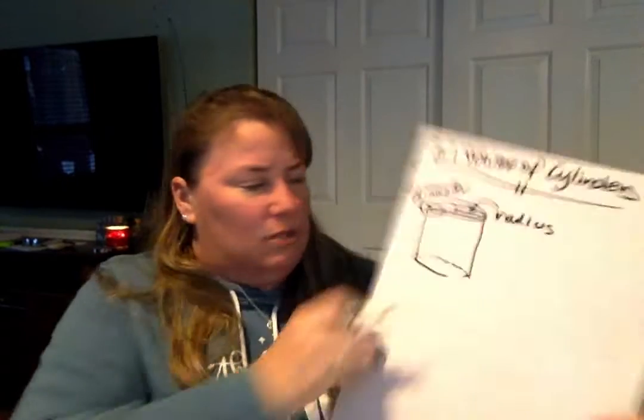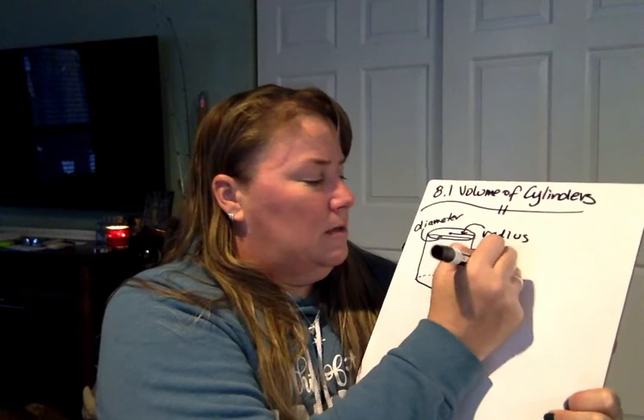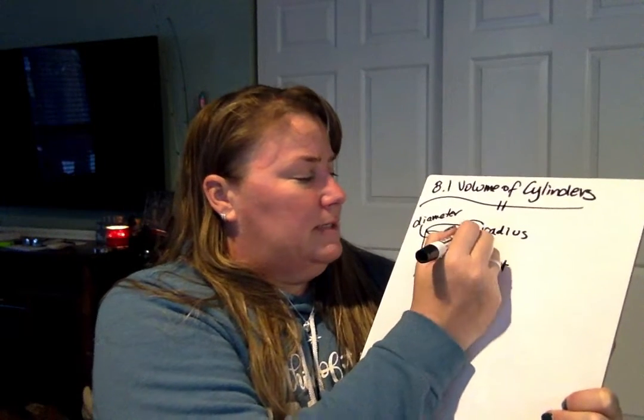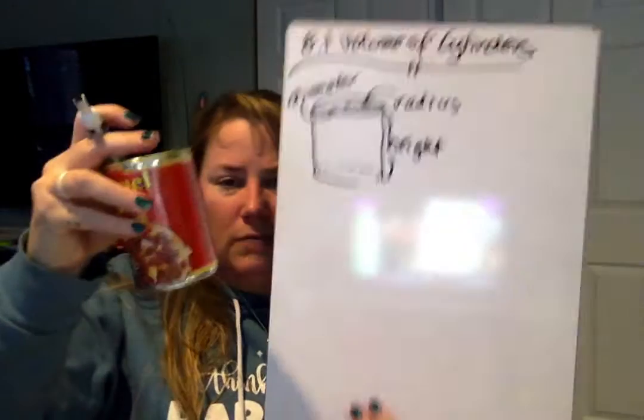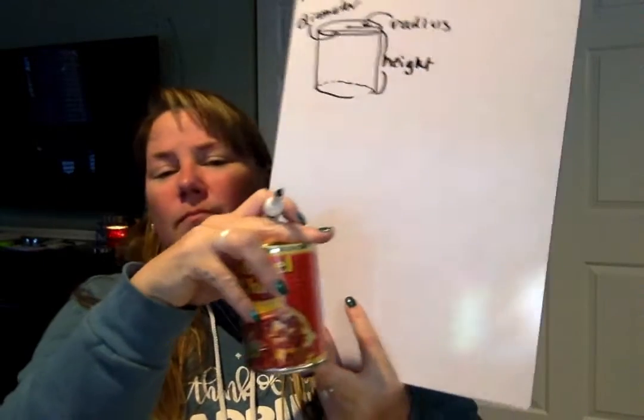But then also a cylinder has a height. And that's this guy. That's the height of the cylinder. So the height of my soup can is from top to bottom. Okay.